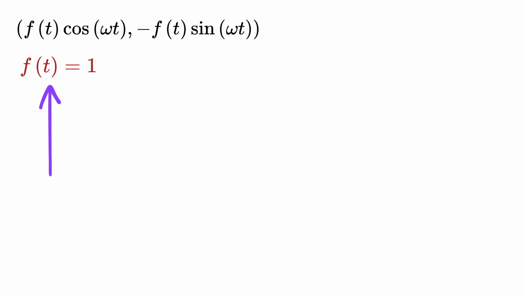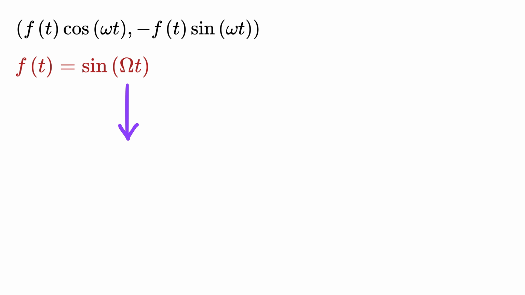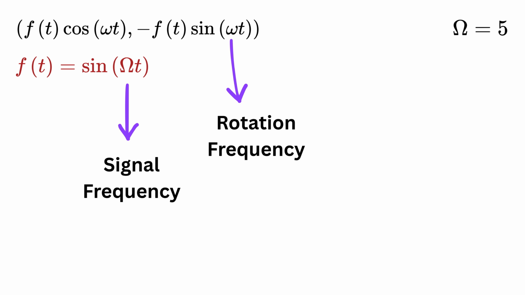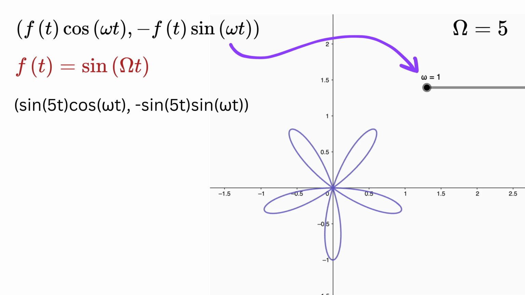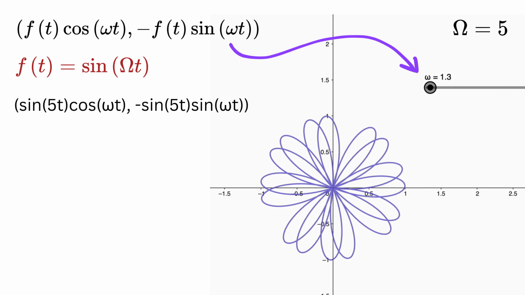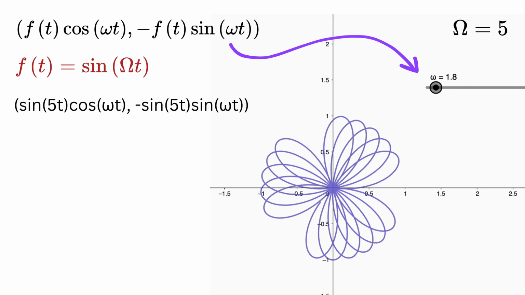Now, as soon as we change this f of t to sine of capital omega times t, where capital omega denotes the signal frequency, which we will keep 5 for this case, and fix our rotation frequency, or small omega, at 1 for now, and then rotate this point, which will be written like this, we see a beautiful flower-like shape. Now, do one thing. Slowly, we will try to change the value of our rotation frequency, or small omega, and observe what happens. We see these beautiful patterns emerging just by changing this small omega.